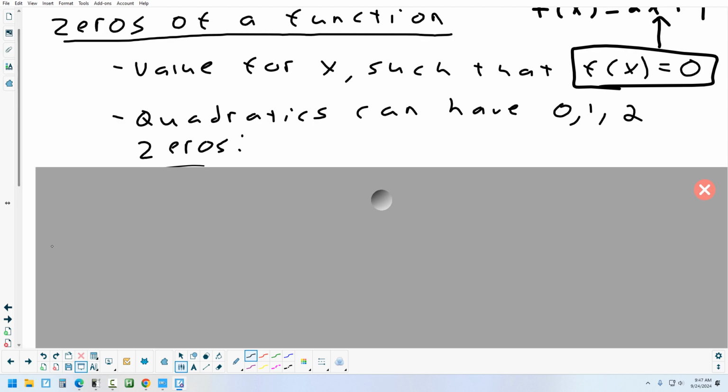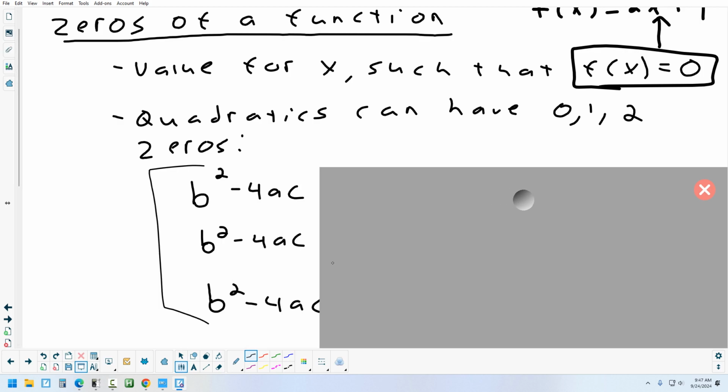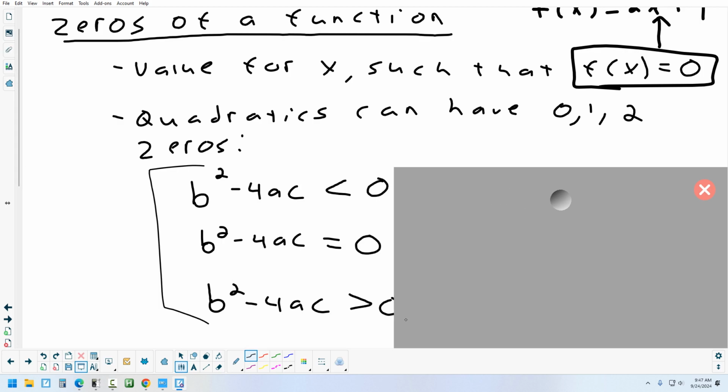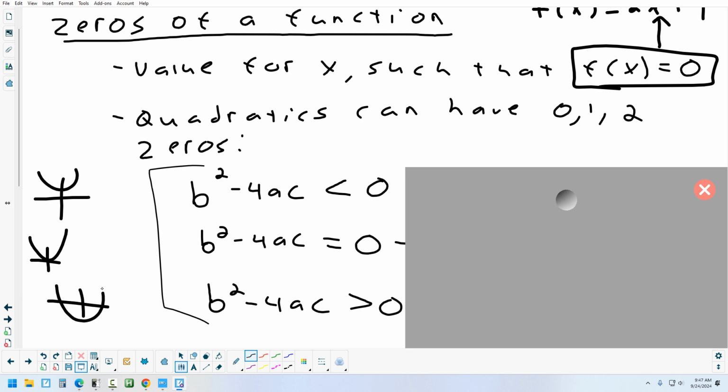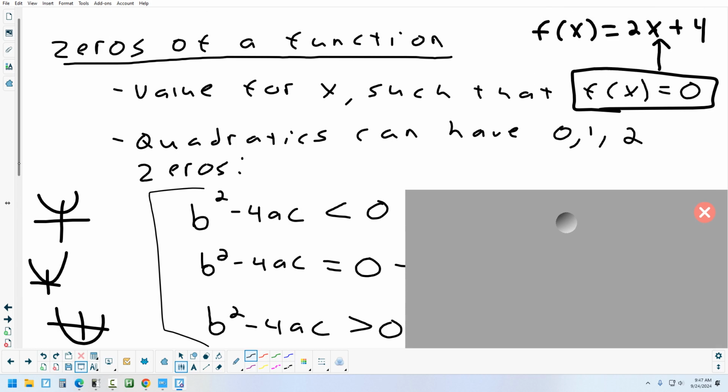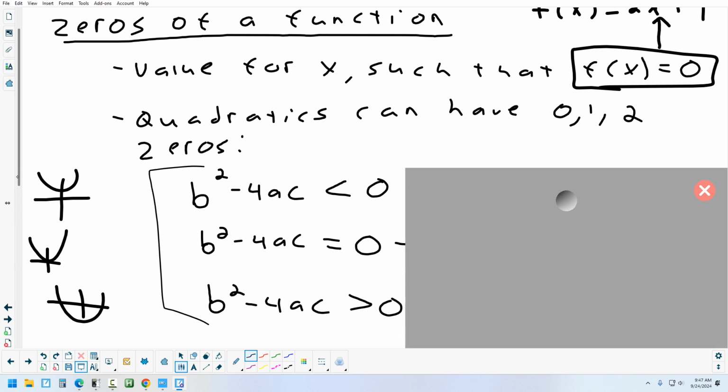If you want to quickly figure out how many times it crosses the x-axis, this calculation will tell you. It won't tell you where it crosses the x-axis. It'll just tell you, do you have this case? Do you have that case? Or do you have that case? Does it cross not at all, once, or twice? And the calculation you need to do is b squared minus 4ac.